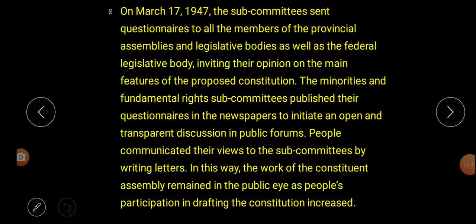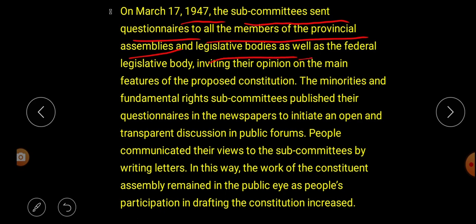Next paragraph. On March 17, 1947, the subcommittee sent a questionnaire to all the members of the provincial assemblies and legislative bodies as well as the federal legislative bodies, inviting their opinion on the main features of the proposed constitution. So what does this paragraph say? On March 17, 1947, the subcommittees sent questionnaires to all the members of the provincial assemblies.